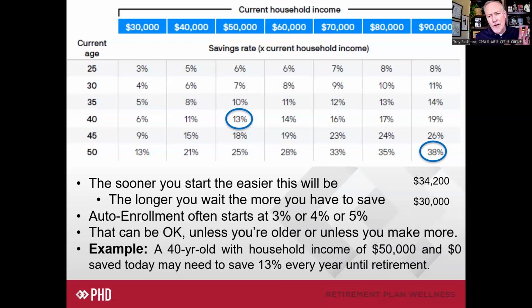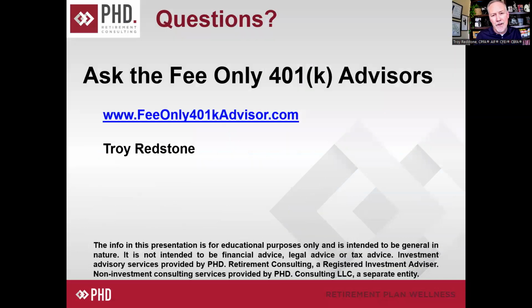So it's just for illustration purposes. The point of the illustration is the sooner you start, the easier this is going to be. And if your company uses auto enrollment where you're being auto enrolled at like 3 or 4%, 5 or even 6, if you're older and you're just now getting started, you need to jump in and do a higher number than that to get yourself on track.